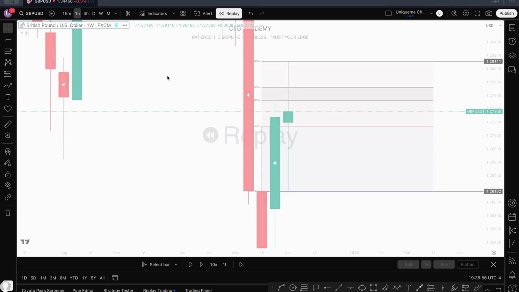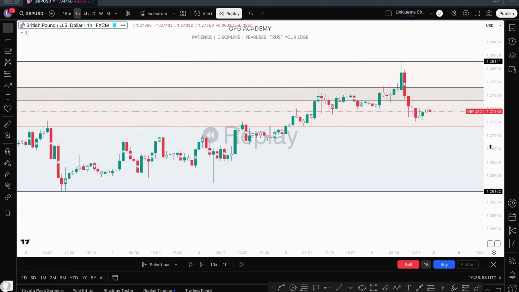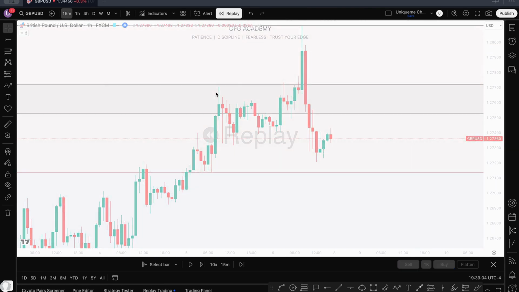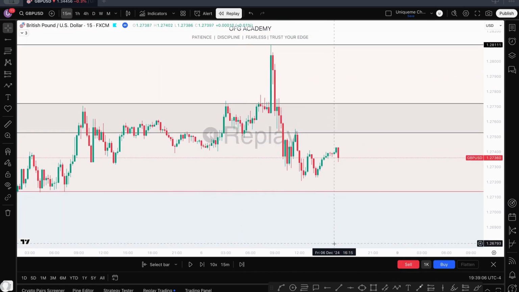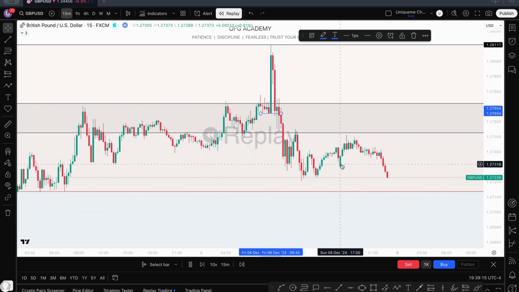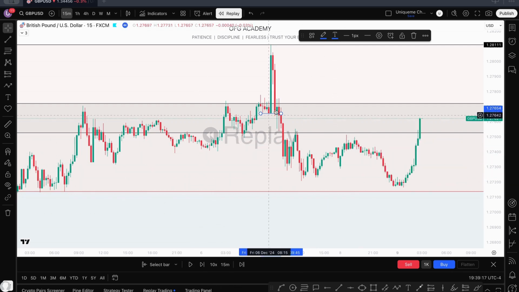I can come down to as low as 1 hour and look for a shift of market structure, depending on when I'm still on Friday. But some individuals like to go as low as 15 minutes, and they will take their trade here. There's a shift in market structure here, trying to find a suitable entry just for Friday, and they will take the sell.